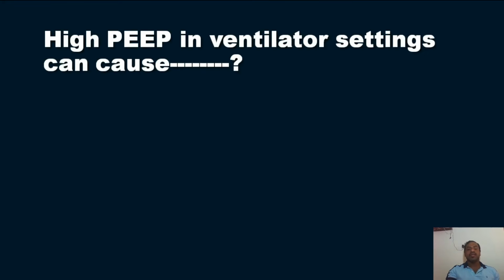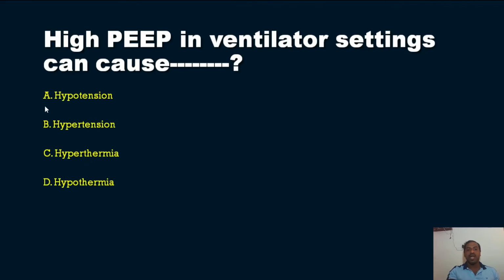Moving on to the next question, from the ventilator settings. The question is, high PEEP in the ventilator settings can cause dash. If you are keeping PEEP at a higher level, what will be the end result? The options are, first one is hypotension, the second one is hypertension, the third option is hyperthermia, and the final option is hypothermia. It's a direct question. So what is the answer? The answer is hypotension.